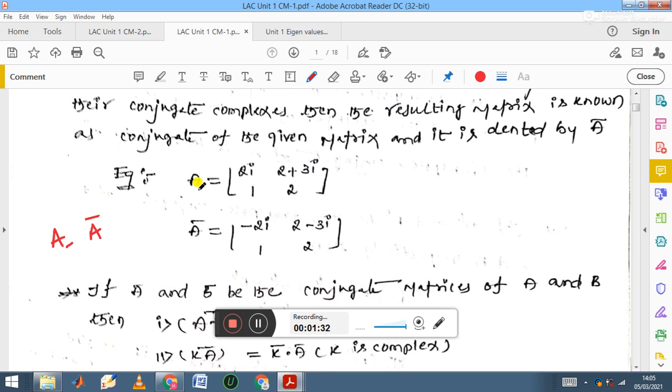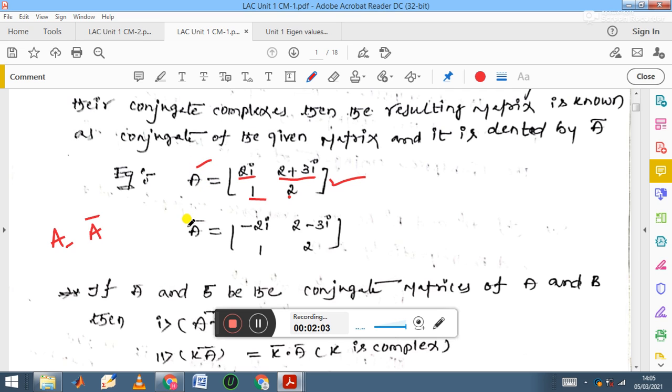Here the given matrix is 2i, 2 plus 3i, 1, 2. If at least one element in the matrix is multiplied by i, then the matrix is known as a complex matrix. Here the first row elements are 2i and 2 plus 3i, so this is a complex matrix. They are asking to find the conjugate of this matrix.